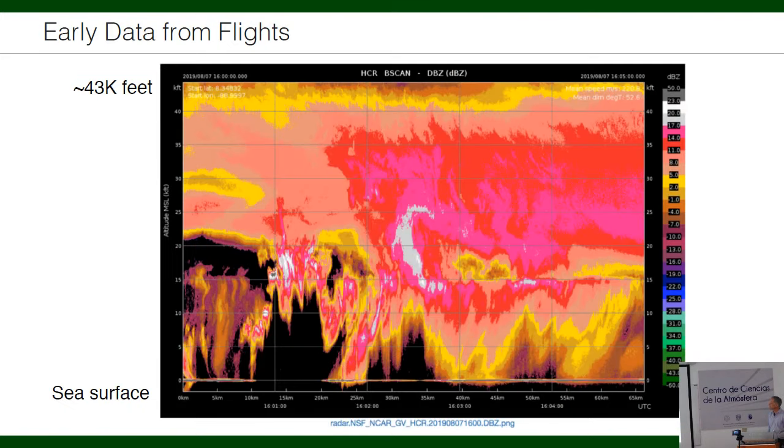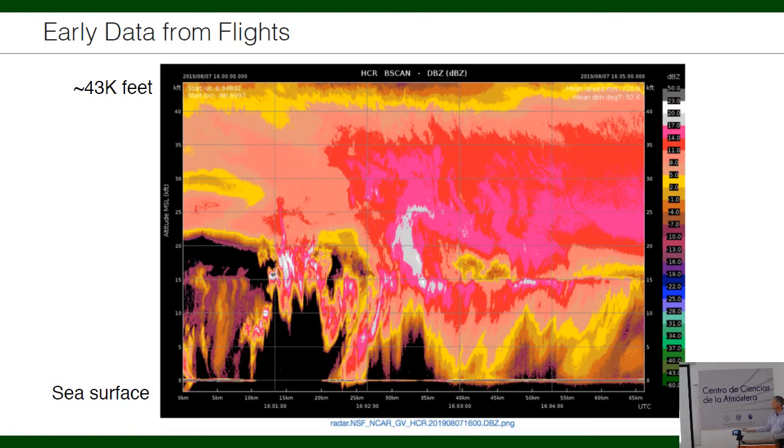And this shows an example of an early radar cross-section from the flight. At this stage, the aircraft is up here, something around 40,000 feet high or so. And this is the W-band radar from the aircraft. Sea surface is down here. And we sampled this disturbance right here.